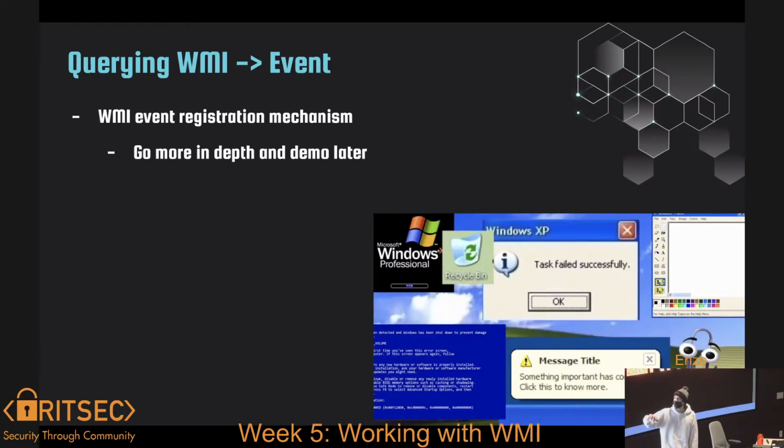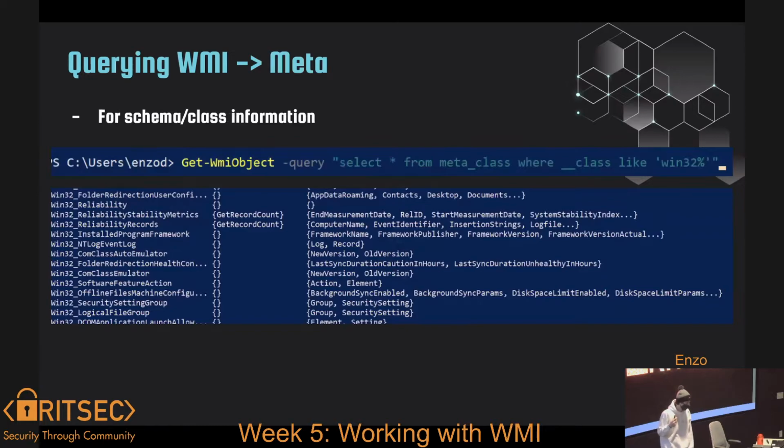The second way to query a WMI class or object is called an event, and I have a demo for this later, so I'll hop into that later. And the last is meta, and I'm going to show you guys this a bit later too. Basically, you are just querying all the classes that exist. Here's a little screenshot of it. I'll scroll through the list later, but literally anything conceivable that you can think of is here.